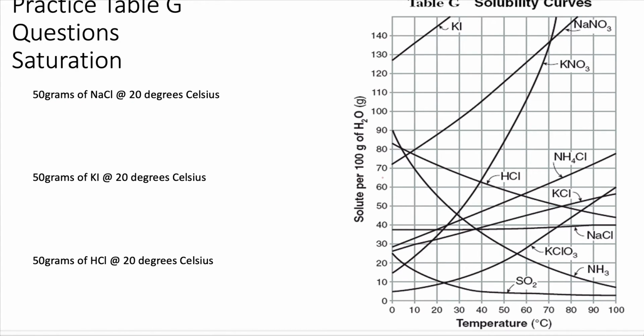So you go to 50, and I'm going to use this with let me pick a different color here. So we're going to go to 50 grams, 20 degrees Celsius, 50 grams. So you're going to plot it. So here's my plot. And we're looking at NaCl. NaCl is all the way down here. Because my dot is above the line for NaCl, this is going to be unsaturated.